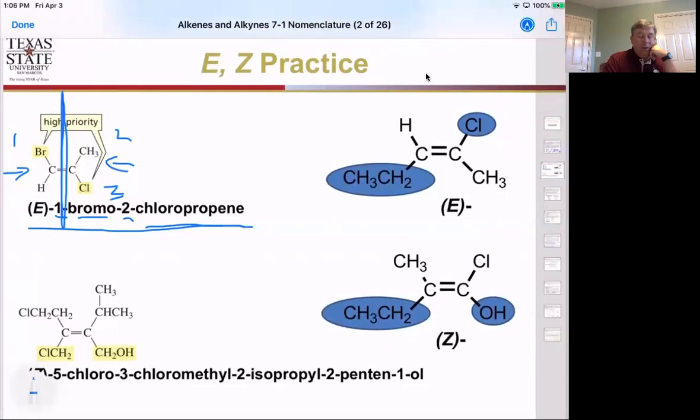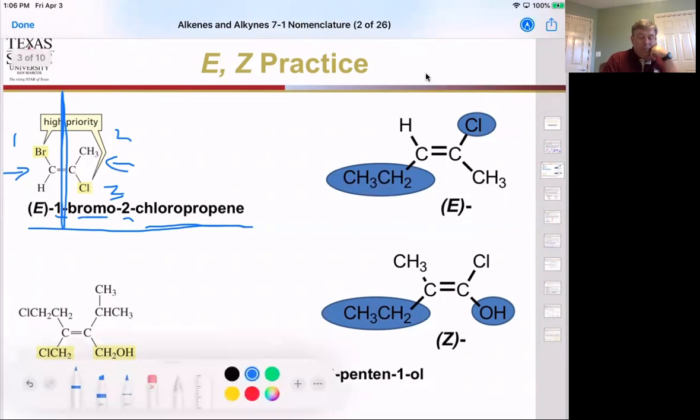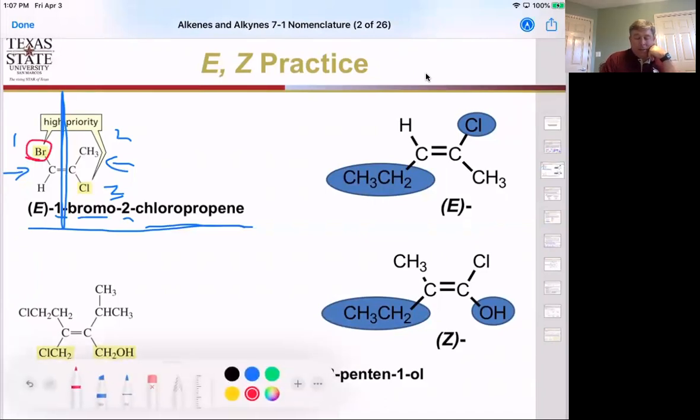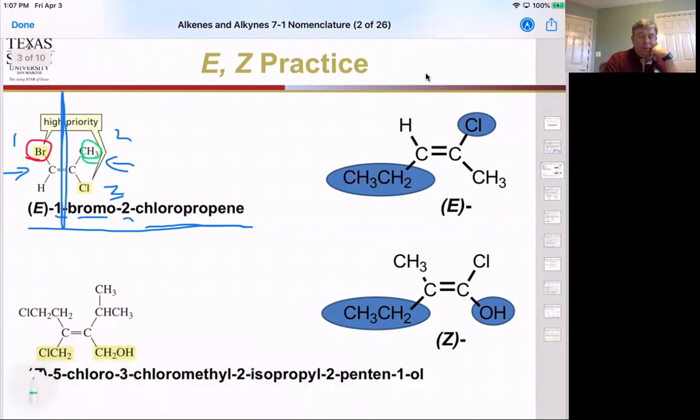And so we have to take into account the idea that, okay, on this side, the highest priority thing is the one with the highest Z number. And in this case, it's the bromine. Right here has the highest Z number on this side. And let's look at the other side. So we have a methyl group and a chlorine. So chlorine is a higher Z number than the methyl group. So that makes the chlorine the highest. And so they are on opposite sides of that double bond, assuming we're cutting the double bond in this direction. They're on opposite sides of that. Therefore, this is the E configuration, because they're Entgegen, opposite sides.